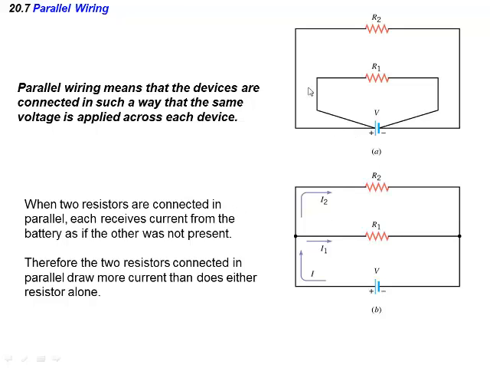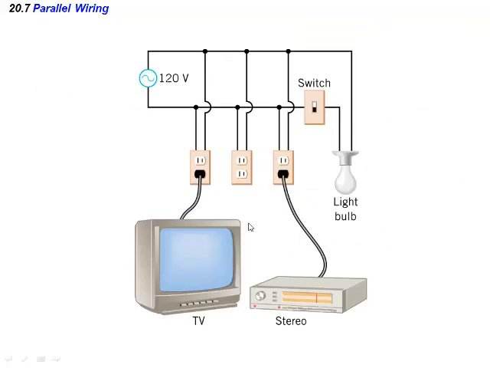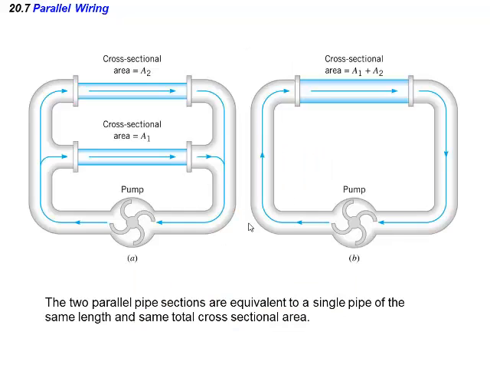Parallel wiring, you have branches. This is the same as this configuration. There's just a branch. There's a choice right here. If I send the current out here, there's a choice where the current will go, either I1 or I2. So both of those resistors get the same voltage. Your houses and buildings are wired in parallel.